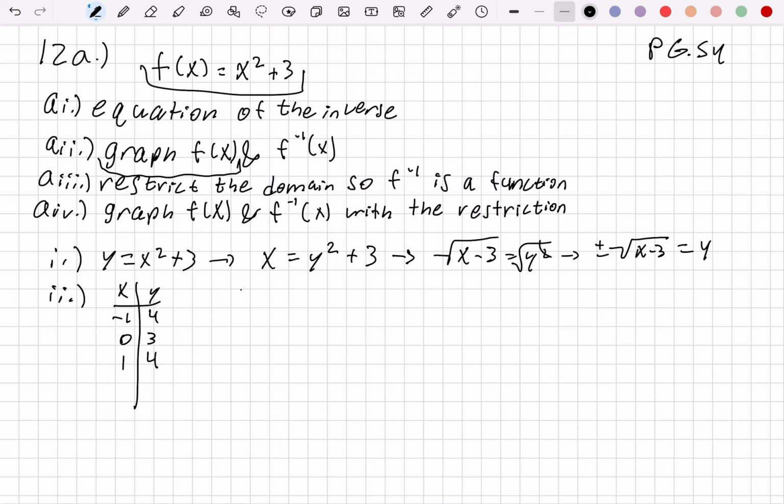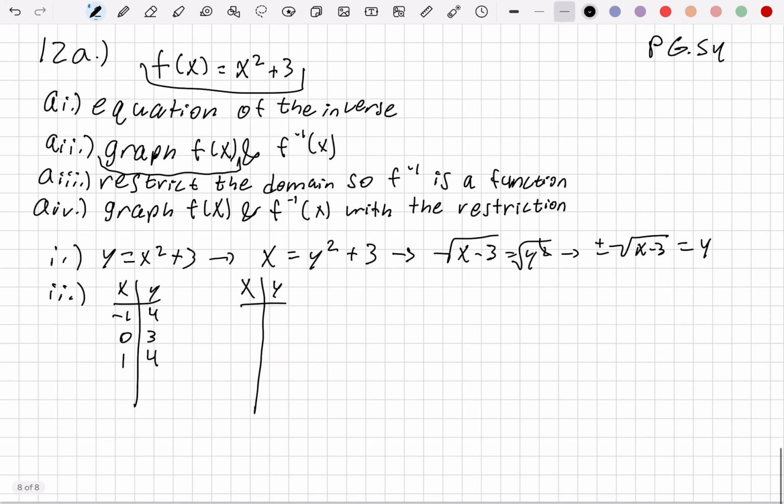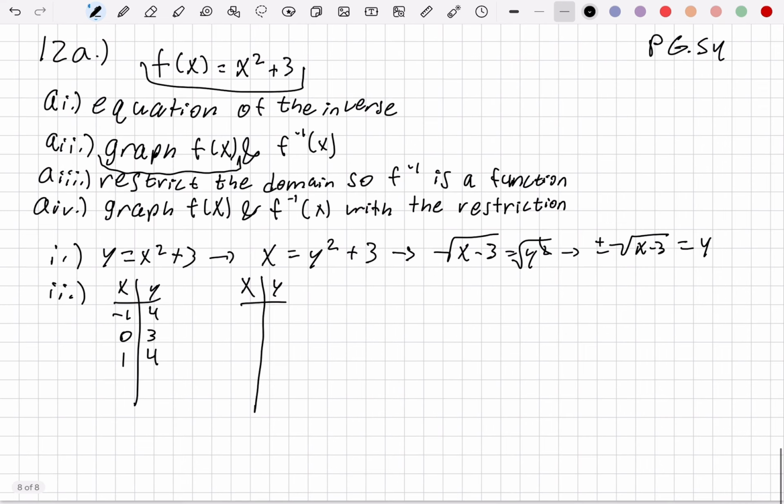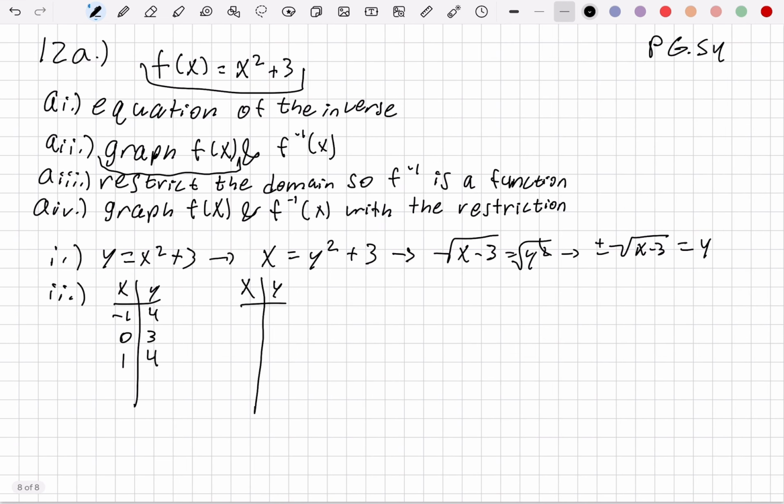Whereas with our new function, or I shouldn't say a function because this is not a function, our x values are going to have two y values. In other words, this is actually not going to be a function. So if we were to put in negative 1, 0, or actually, hold on, because our domain is x must be greater than or equal to 3.